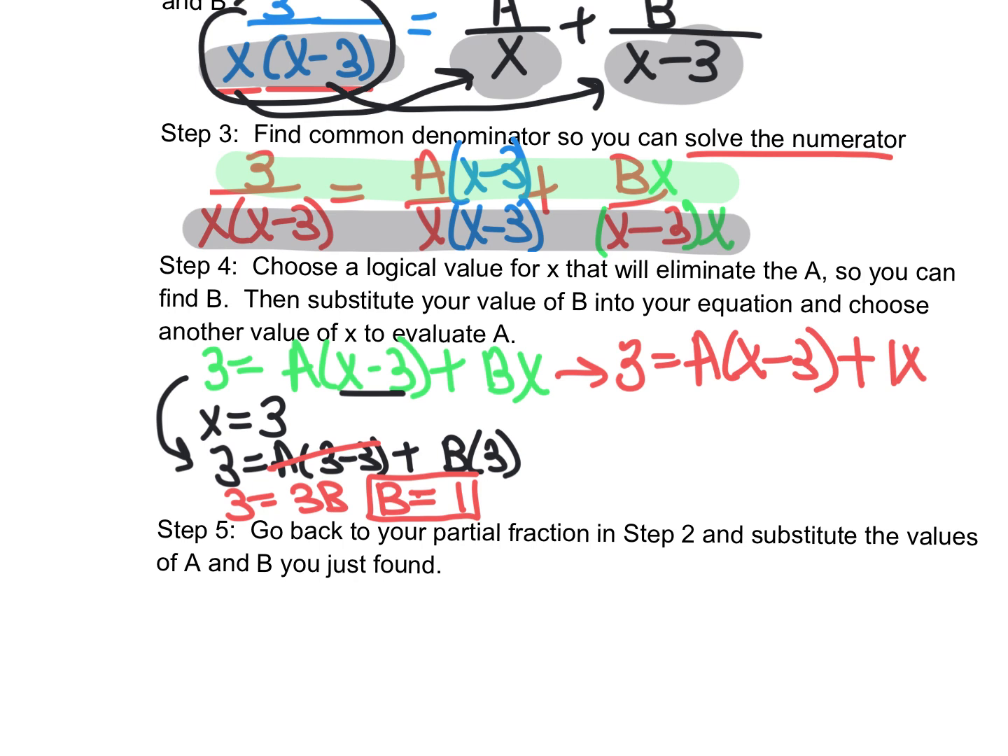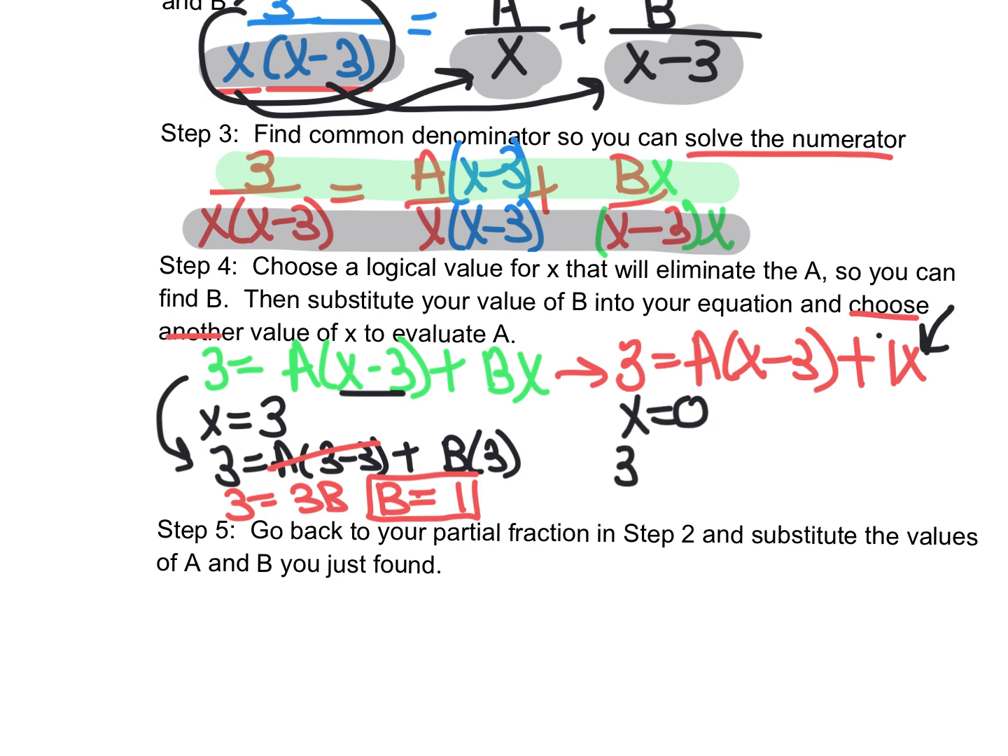And then last thing here, we're going to choose another value of X to evaluate A. Okay, so let's think logically here. We can pick any value that we want. It doesn't matter. But if we want to pick out an easy value to pick, it would be X equals 0. Because if I put X equals 0 into this term right here, 0 times 1 is 0, and it eliminates it. So that makes our lives a little bit easier.